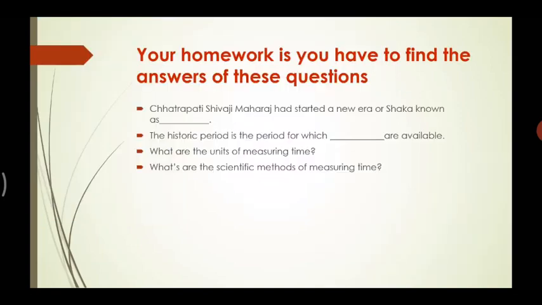Let's move forward. That is your homework, because you have to find the answers to these questions. The first one is: Chhatrapati Shivaji Maharaj had started a new era or shaka known as dash. The second one is: the historic period is the period for which dash are available. The third one is: what are the units of measuring time? And the last is: what are the scientific methods of measuring time?